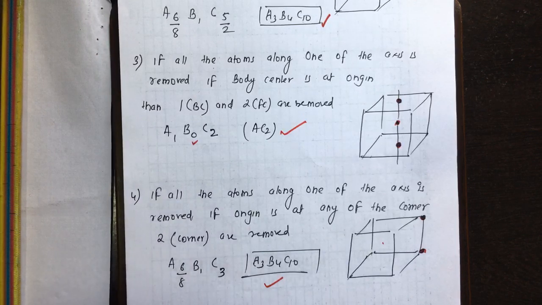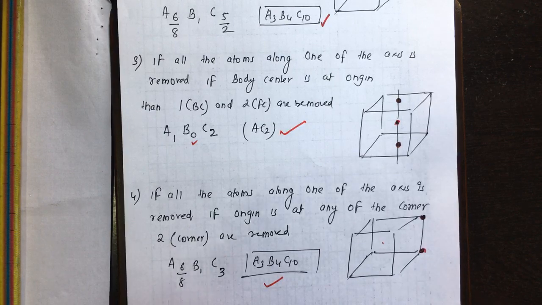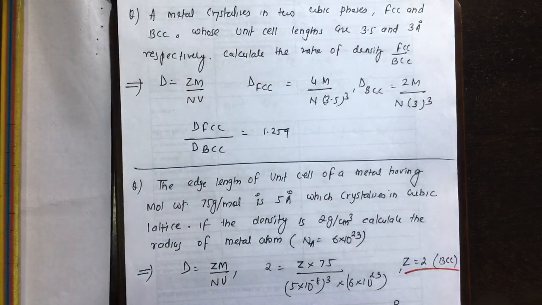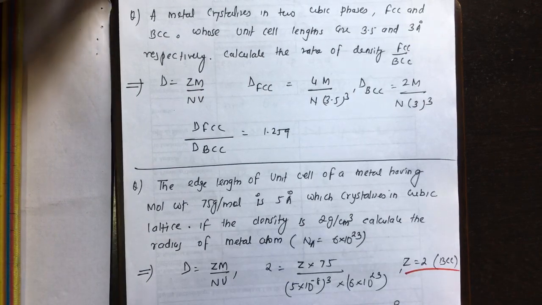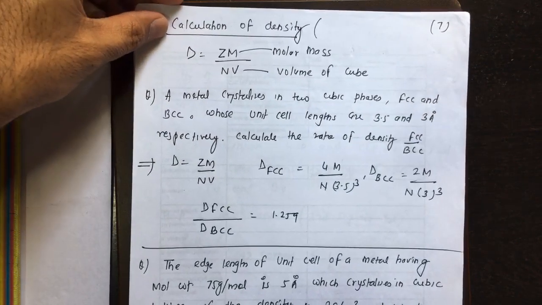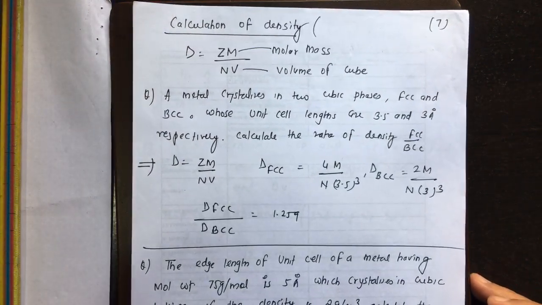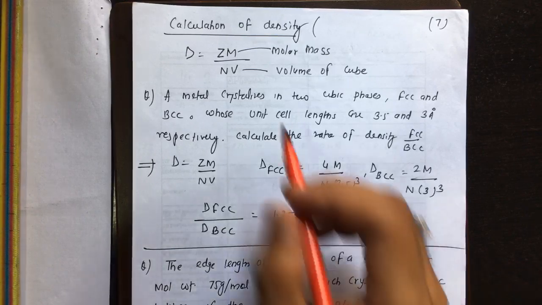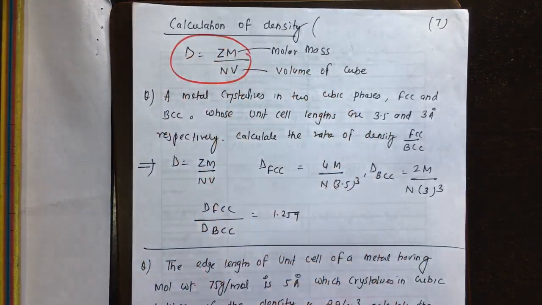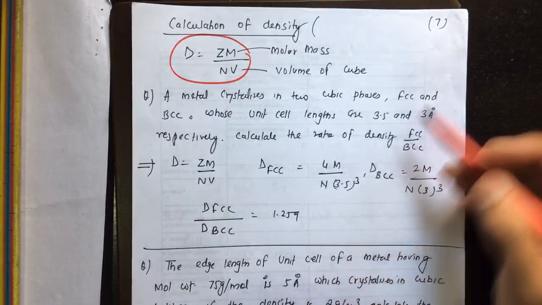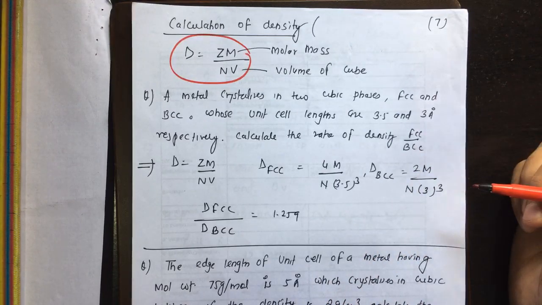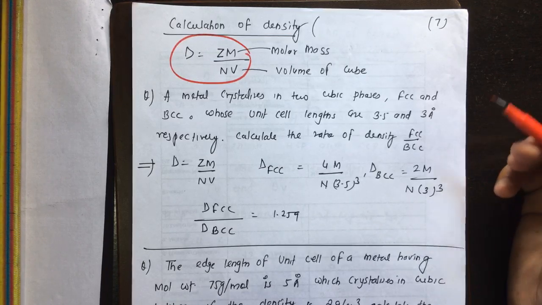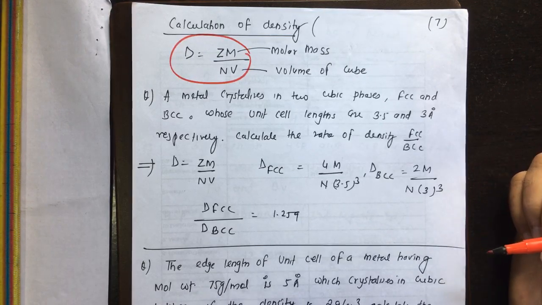So this is what we have talked about, the deviations of the questions. 4 questions we have dealt with. We'll now move on to the next concept, that is calculation of density. When we talk about the calculation of density, what is useful? The formula is very important, dear students. Just remember the formula. Density is equal to ZM by N A V. What is Z? Unit cell content. M is molar mass. N is Avogadro's number. And V is the volume of the cube.